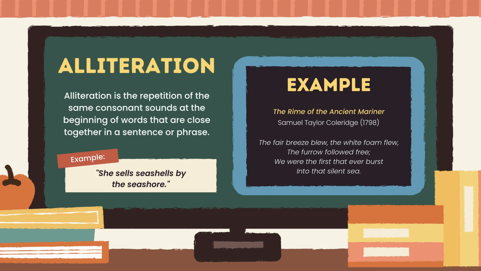Alliteration. Alliteration is the repetition of the same consonant sounds at the beginning of words that are close together in a sentence or phrase. Example, she sells seashells by the seashore.